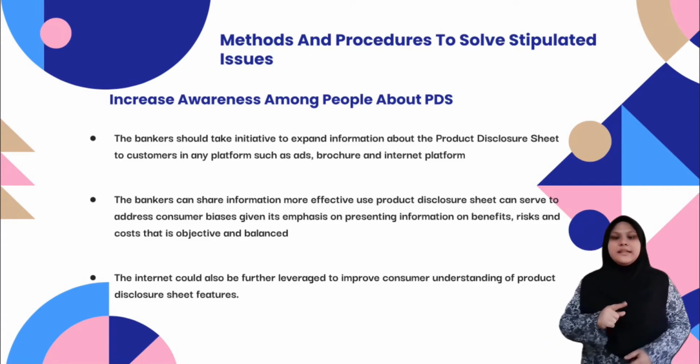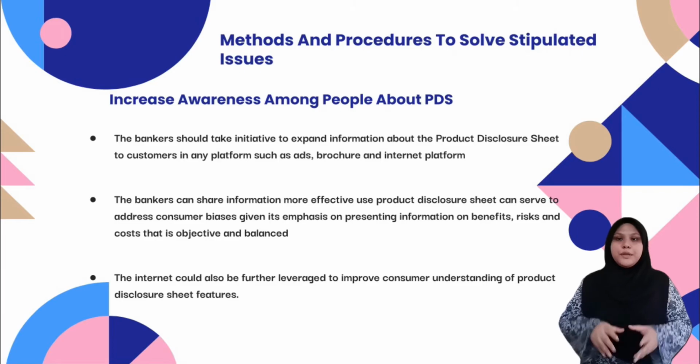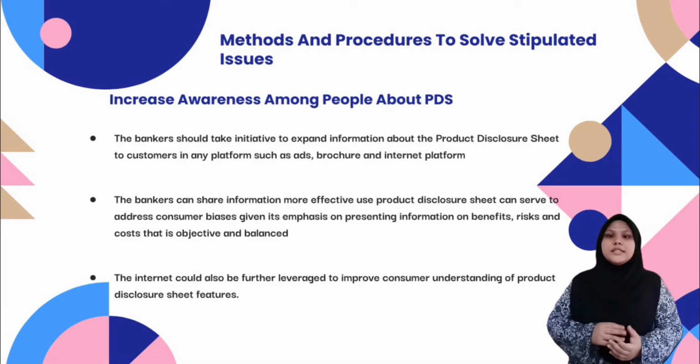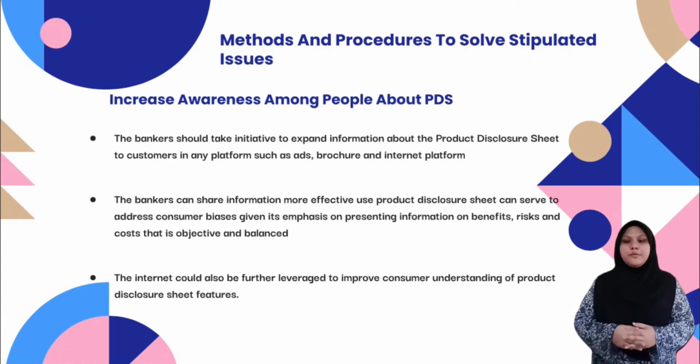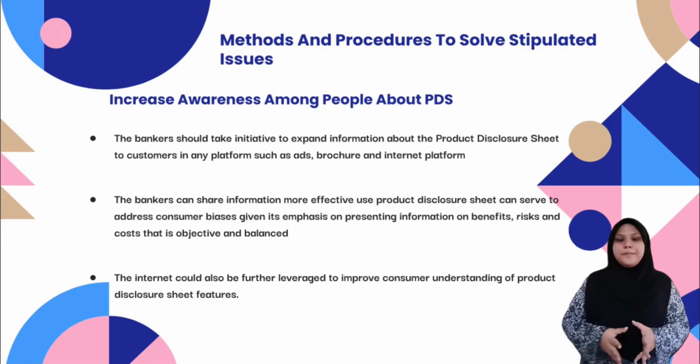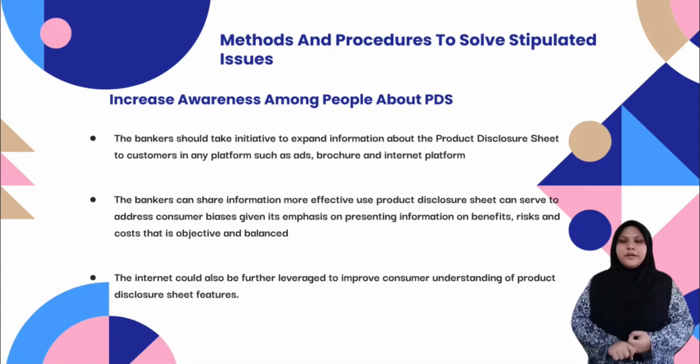Today, I would like to explain the method and the procedure to solve the stipulated issue about the PDS. The first is to increase awareness among the public about the product disclosure sheet. The banker should take the initiative to expand information about the product disclosure sheet to customers on any platform such as an app, brochure, and also the internet platform.